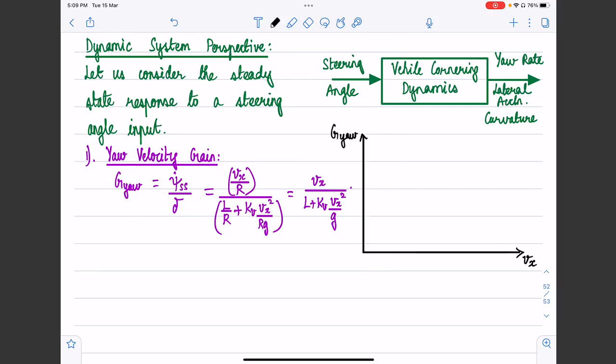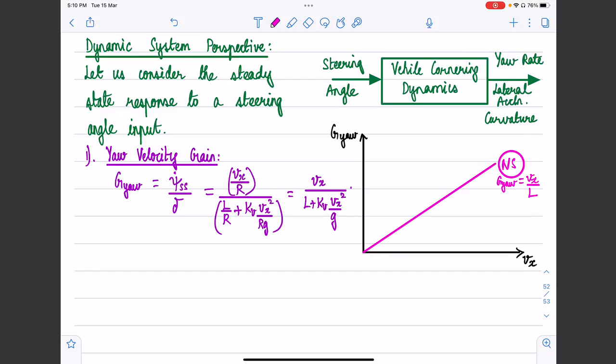For neutral steer, it's very easy to visualize. Kv will become 0, so the yaw velocity gain will be Vx by L. When we plot it with respect to Vx, it's going to be a straight line with a slope of 1 by L. I'm sure all of us can immediately agree that for neutral steer, the yaw velocity gain will be just Vx by L. I hope this is clear.